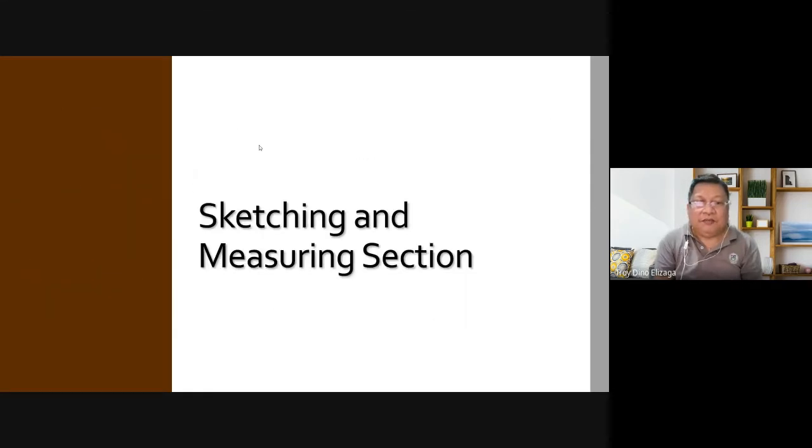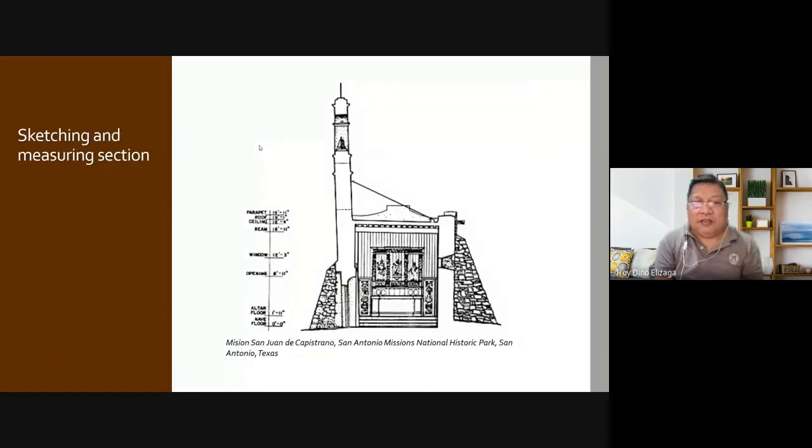We'll go back to that. Now, sketching and measuring sections. Basically, sections are there because we want to show the inside of the structure. But only if the inside is simple, like this structure that has only one room. If you have so many rooms, then you have to make individual elevations, room elevations.